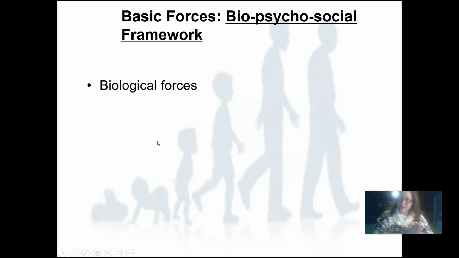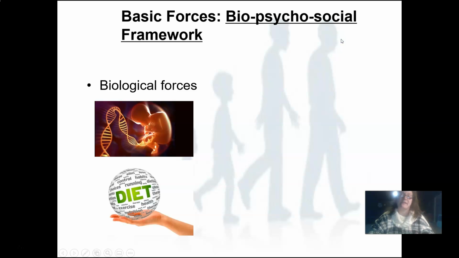So we've got the definitions, we've got the major recurring issues that we talk about. Now we have the basic forces in developmental psychology. So we have a biopsychosocial framework, which means we have biological, psychological, and then social forces impacting us at all times. So biological forces are things like the way in which we grew in the womb, things like our diet, things that affect us on a physiological level. If we were exposed to maybe methamphetamine in the womb, things like that.